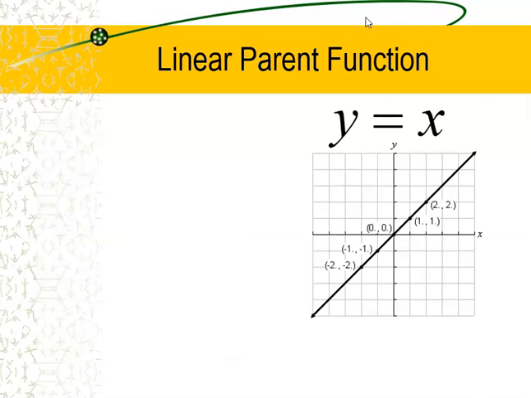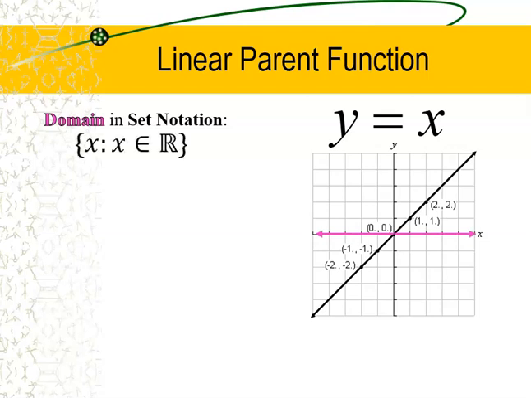Now to get the domain in set notation for the linear parent function, you would write some kind of expression to represent all the x coordinates that are on this line. Well, the line goes on forever in both directions and includes all these points and all the points in between them. So we would say that the domain of this function is all real numbers.